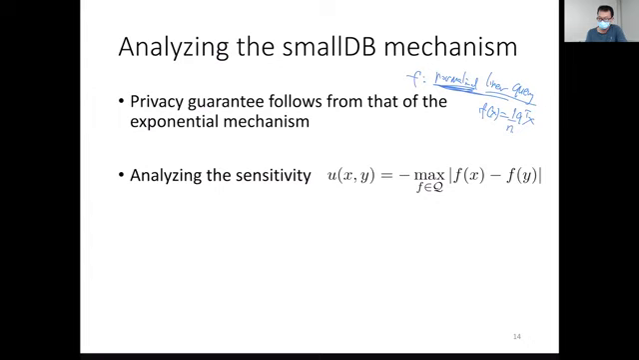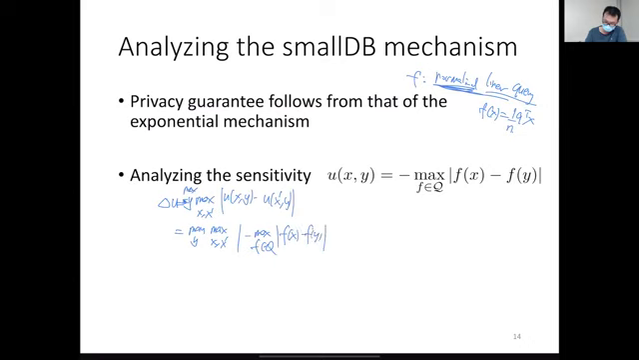So the utility function looks like this, and it is clear that this utility function also satisfies bounded sensitivity. For any two neighboring data sets X and X prime, the sensitivity is defined with a max over Y here, as the difference between U(X, Y) and U(X prime, Y). By substituting this definition inside, you have a bunch of max on the outside, and inside you get max over f in all of Q of |f(X) minus f(Y)|, minus max over f in all of Q of |f(X prime) minus f(Y)|.